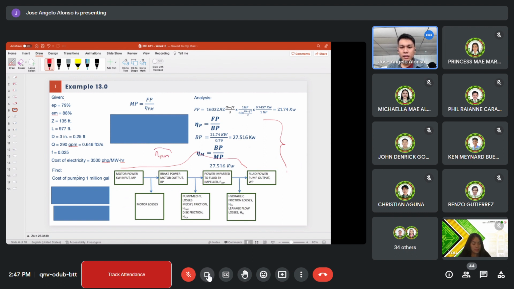Meaning, our formula here is fluid power divided by the motor power. Our output here, as usual, is always fluid power, while the input here is the motor input or our motor power. So we just divide the fluid power by the overall pump efficiency, which is the product of the pump efficiency and motor efficiency. We can get the motor power directly.